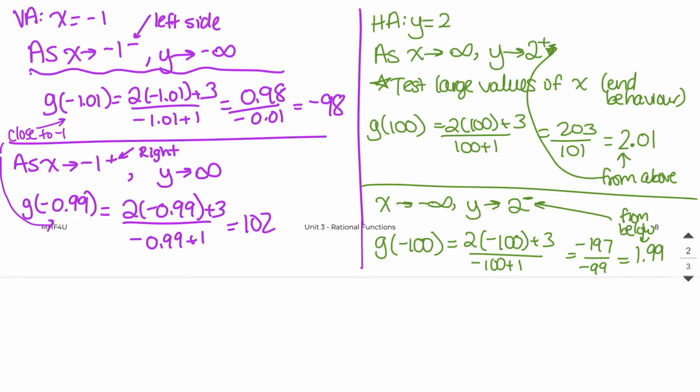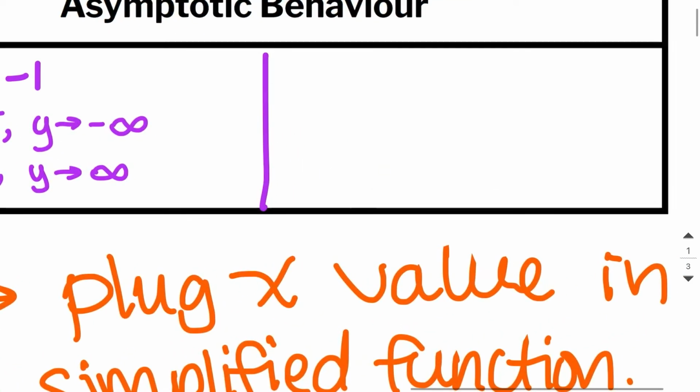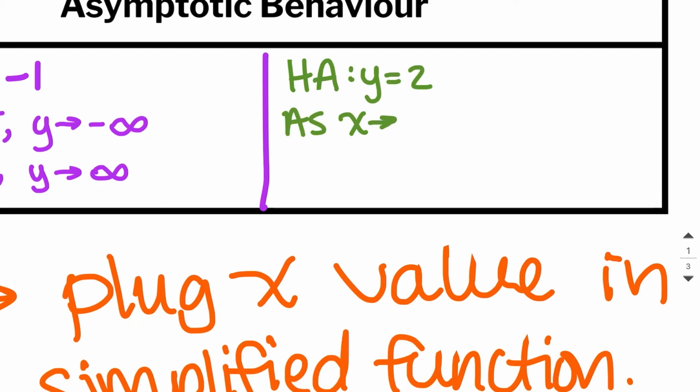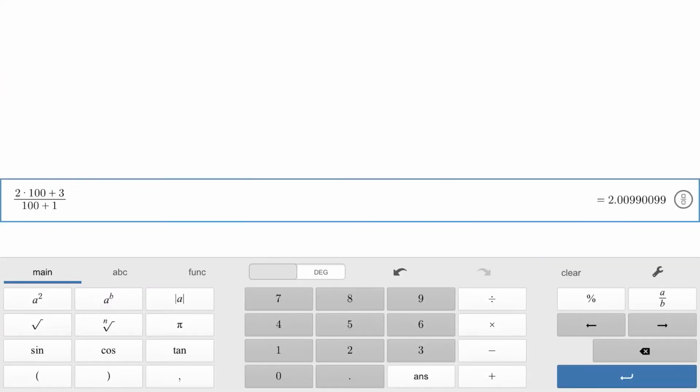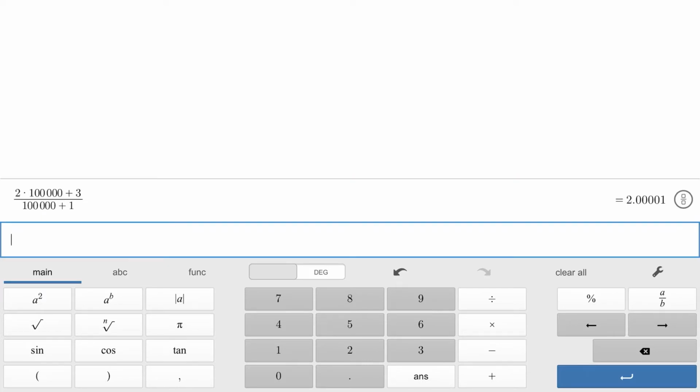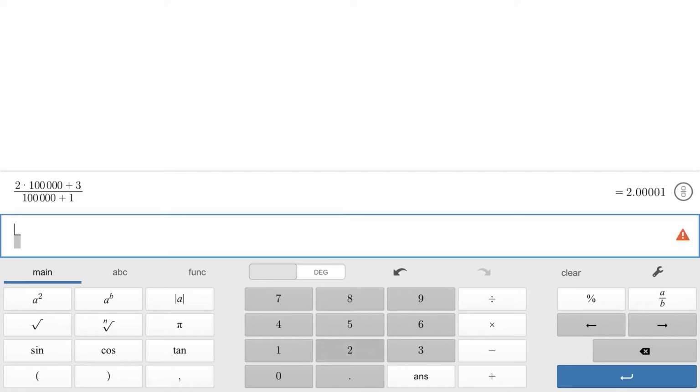Okay, so let's write this out. For my horizontal asymptote, which is y equals 2, we can say as x is approaching +infinity, y is approaching 2 from above, and as x is approaching -infinity, y is approaching 2 from below. When we chose 100, this is the value that we got. The larger my x value is, the closer this gets to 2, but it's still bigger than 2. And the same thing is true for my negative x value.